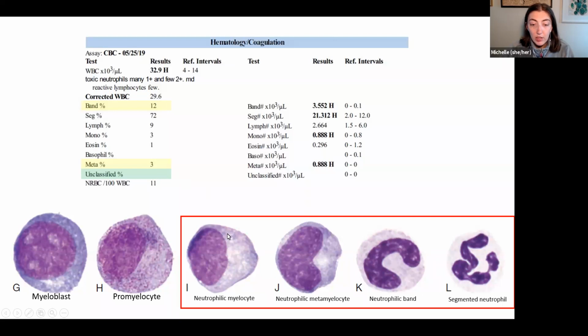And so these are the immature neutrophils that we may see, typically bands, sometimes metas, really not common to see myelocytes in a normal inflammatory process, but possible. If we saw more immature than that, then I'd be worried about some kind of leukemia.